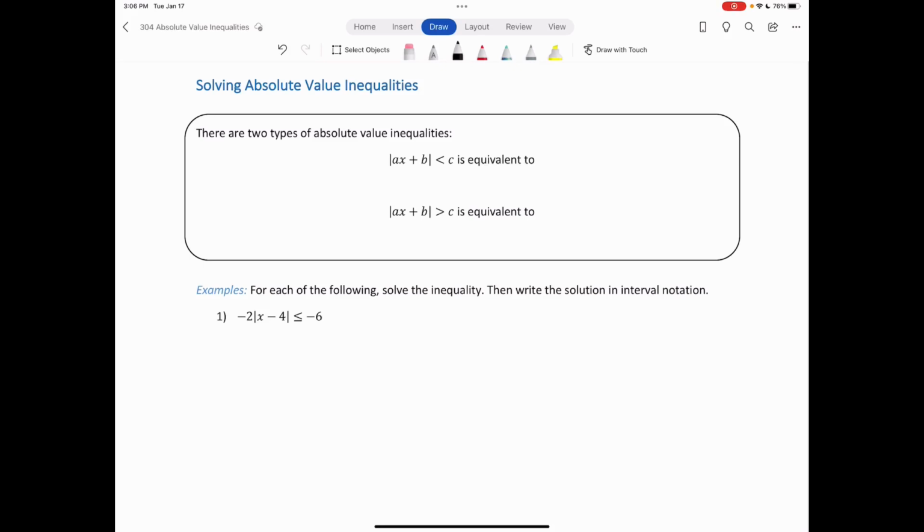Okay, so we're going to solve absolute value inequalities now. And it turns out solving an absolute value inequality is really just solving a compound inequality. And we just have to determine which compound inequality it corresponds to.